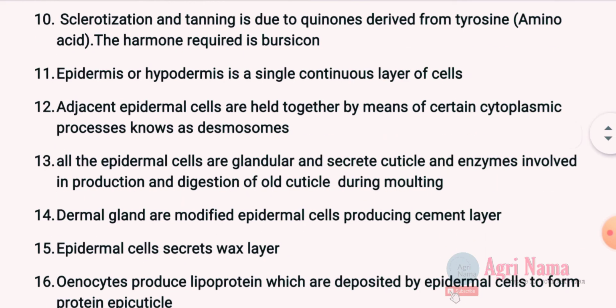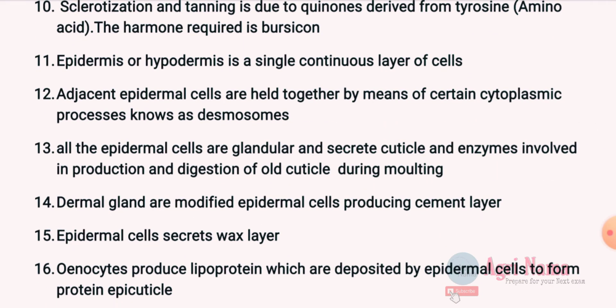Thirteenth, all the epidermal cells are granular and secrete cuticle and enzymes involved in the production and digestion of old cuticle during molting. So epidermal cells are granular and secrete enzymes that are involved in both formation and digestion of the cuticle. Fourteenth, dermal glands are modified epidermal cells that produce the cement layer.